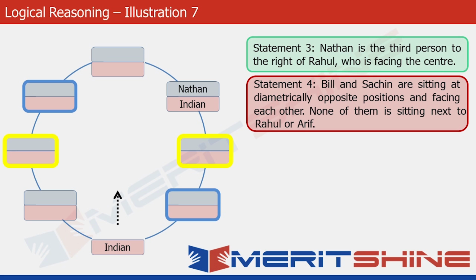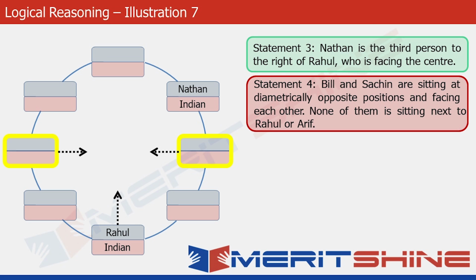But look at where Rahul is sitting. It means that the blue cells are ruled out. So these two yellow cells now would be the positions of Bill and Sachin. And since we know that they are facing each other, let's put arrows like this. Now we know that these two positions belong to Bill and Sachin. But the problem is that we do not know which position belongs to Bill and which belongs to Sachin.